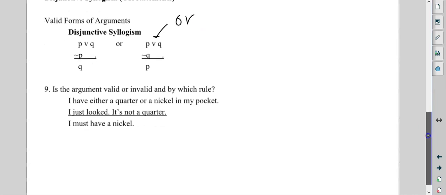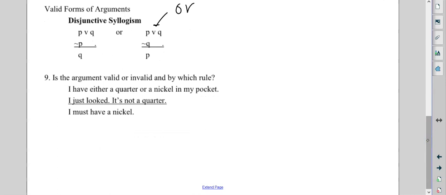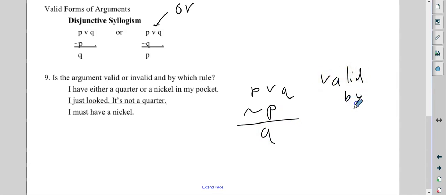So let's see what happens here in 9. I either have a quarter or I have a nickel in my pocket. So those are my two choices. I just looked. It's not a quarter, which was my P, not Q for quarter. I must have a nickel. Well, that is valid by what's called a disjunctive syllogism. So we can just say DS, not Nintendo. Just DS, disjunctive syllogism. I either have one or the other. I don't have the one, therefore I have the other. So that one's kind of a common sense one.